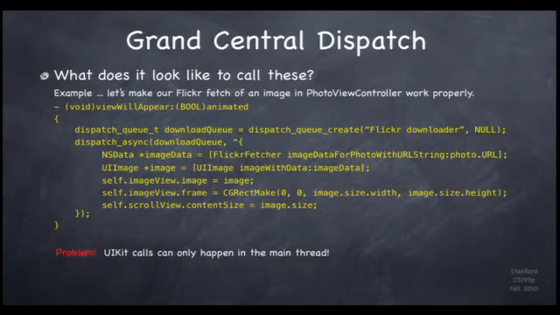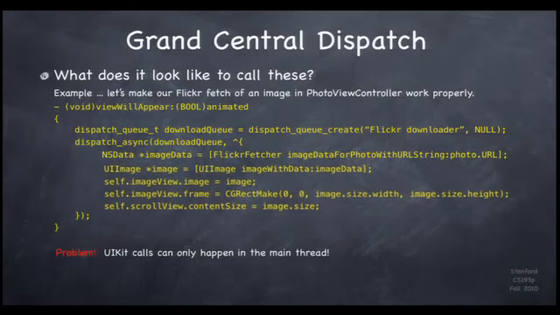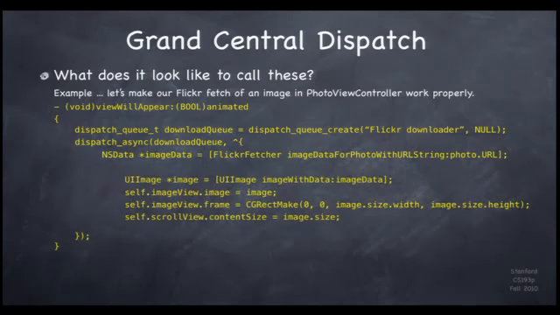I told you that UIKit code can only be executed in the main thread. But here I'm forking off this thing to download queue. That's a different queue than the main queue. And I'm calling self.imageview.image and self.imageview.frame and self.scrollview.contentsize, which is bad. I don't want to do that, because that's not the main thread. So how do we fix that? Well, let's just take that block of code and execute that in the main thread.